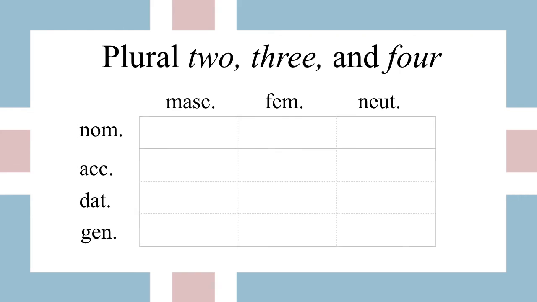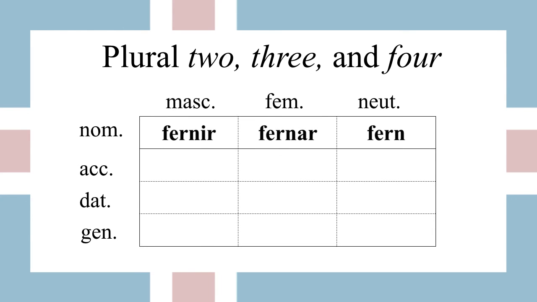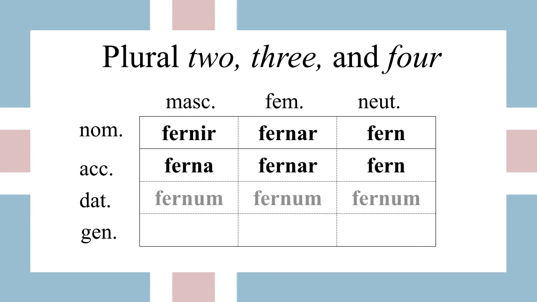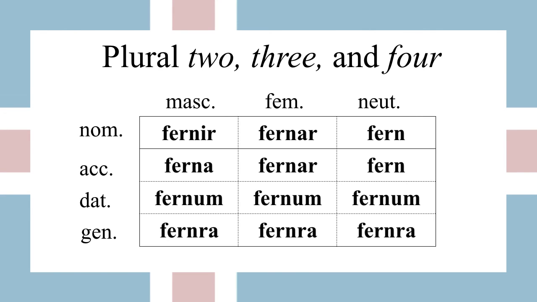And then for the number 4, we have fernir, fernar, and fern. We have ferna, fernar, and fern. In dative, we have fernum, and in genitive, we have fernra.